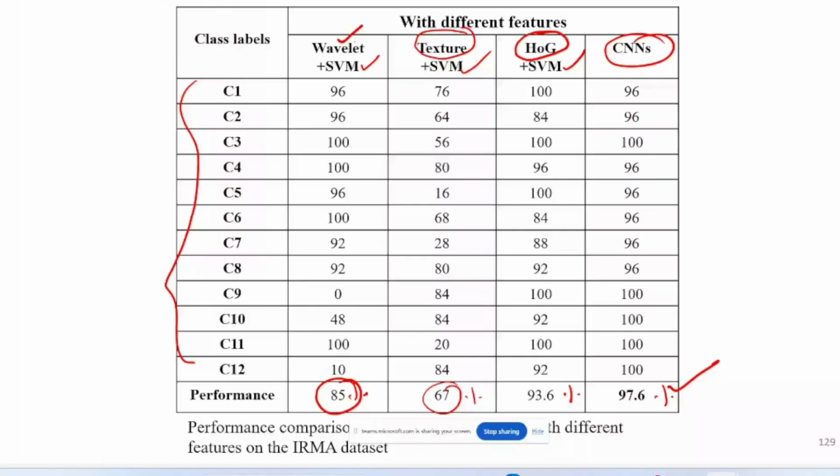PCA is not extracting features. After extracting the features, it reduces the dimensionality by removing the redundant or unwanted information with the help of PCA. But here, the network is extracting the properties and doing the classification.